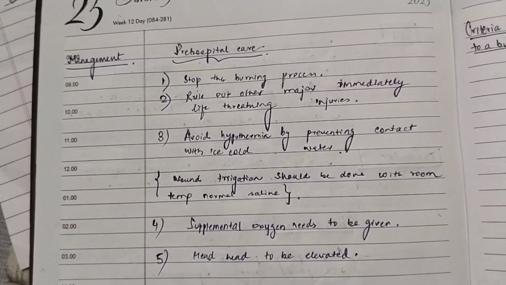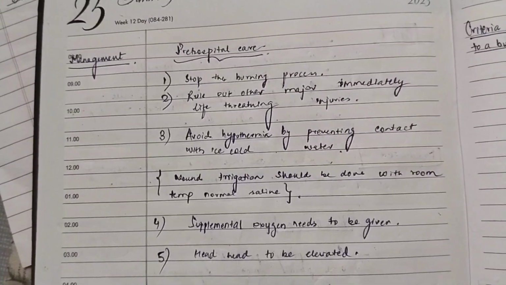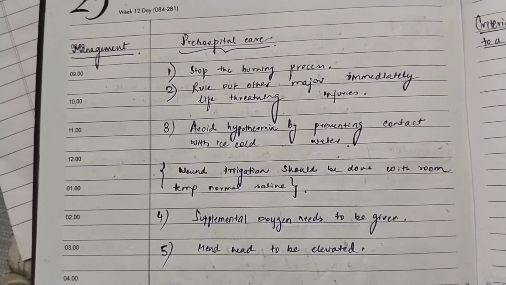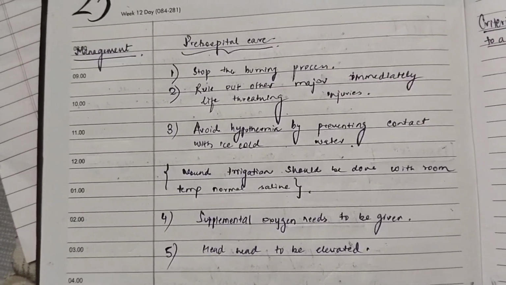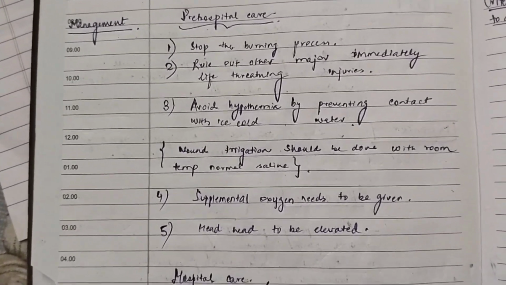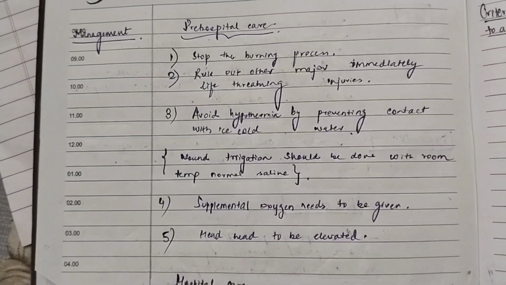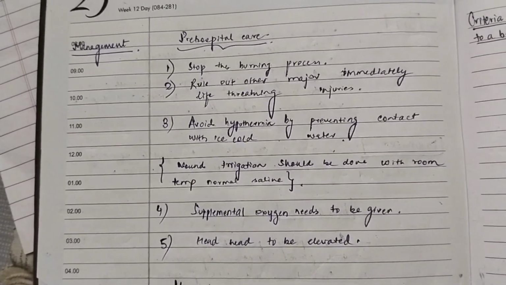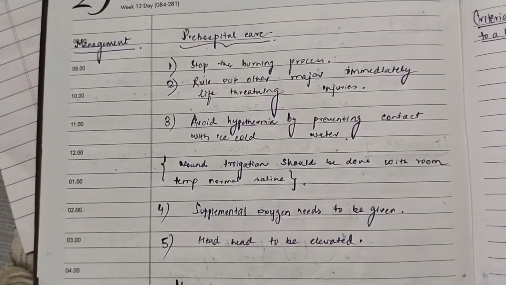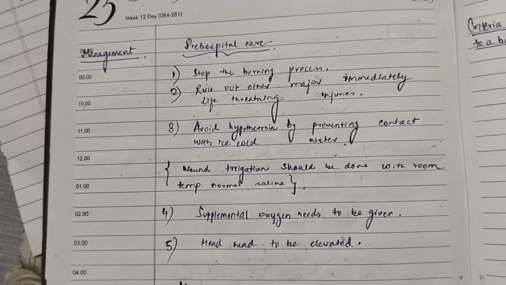Also, you have to prevent hypothermia. So you have to avoid hypothermia by preventing contact with the ice cold water. Yes, ज़्यादा से ज़्यादा condition में आप normal room temperature का पानी डाल सकते हो. Fourth point, you have to give supplemental oxygen to the patient. Okay? And fifth point, you have to elevate the head end. Okay, head end को elevate करने से person better breathe in कर पाएगा, उसका condition थोड़ा better होगा.